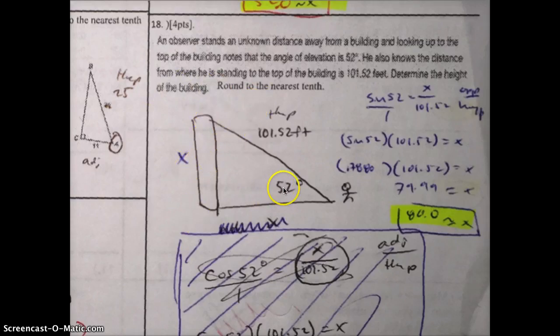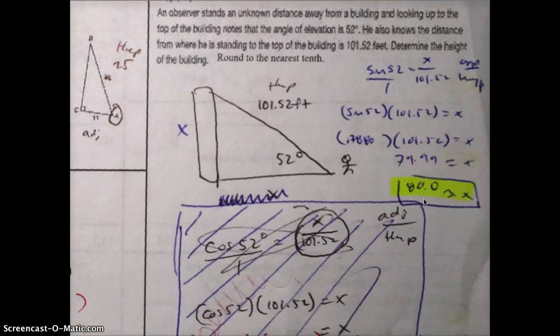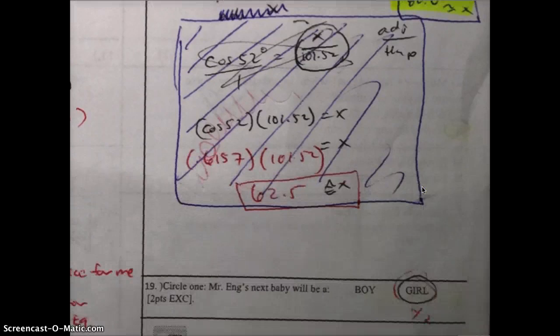So start with the angle. Label the information you have. This is the opposite. This is the hypotenuse. So sine of 52 is equal to the opposite over the hypotenuse, which would be x over 101.52. Go ahead and cross multiply there. You'll get sine of 52 times 101.52, and you'll get 79.99. Round to the nearest tenth means go to 80, approximately 80 feet.